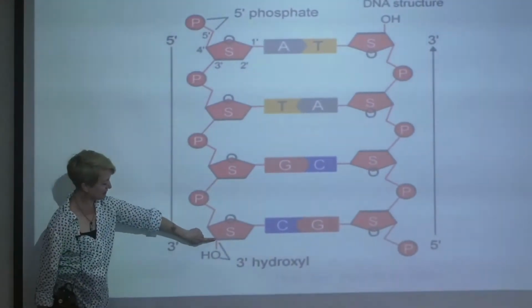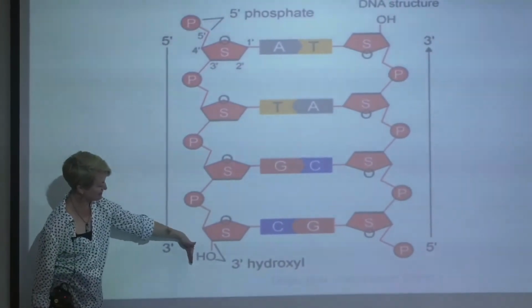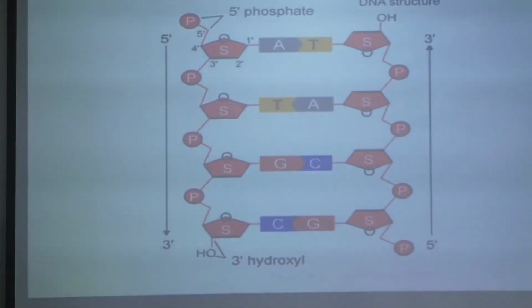And this is the 3' carbon right here, closest to this end. So this is the 3' end of the molecule.